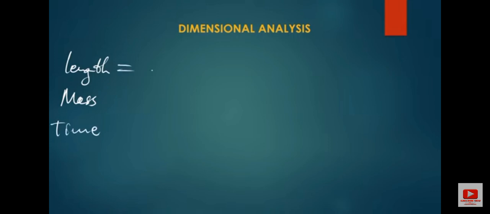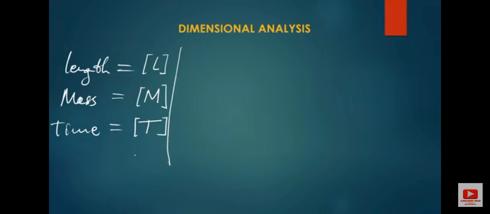So the dimensions for length, we know that it's capital letter L, and then you put the square brackets. The dimensions for mass is simply just capital letter M, put the square brackets. And then the dimensions for time is simply just capital letter T, and then you put the square brackets. So now, this is what you have. These are the basic things that we use.